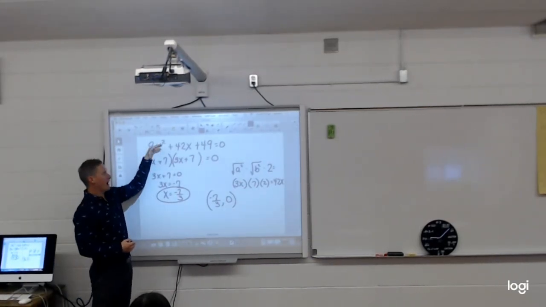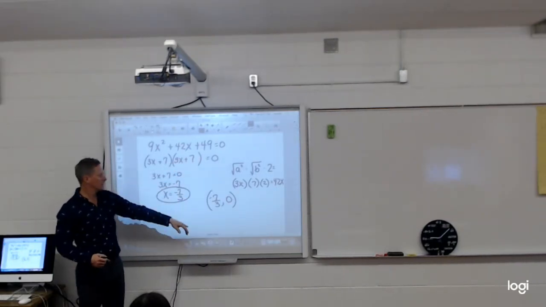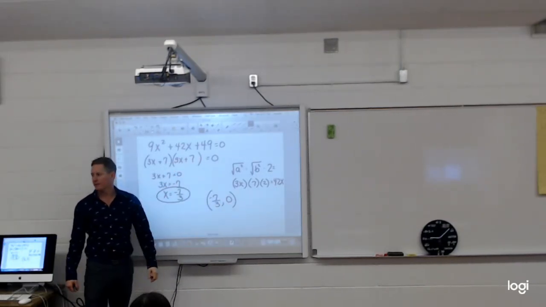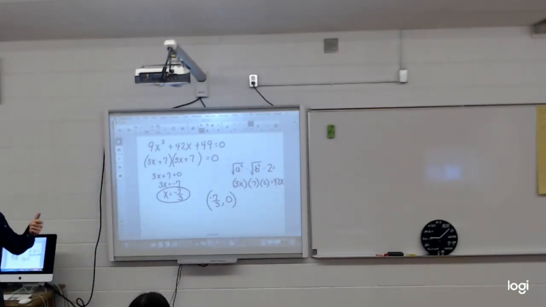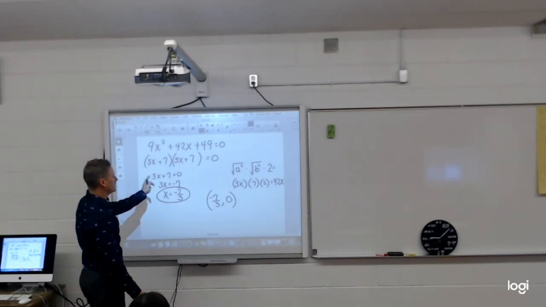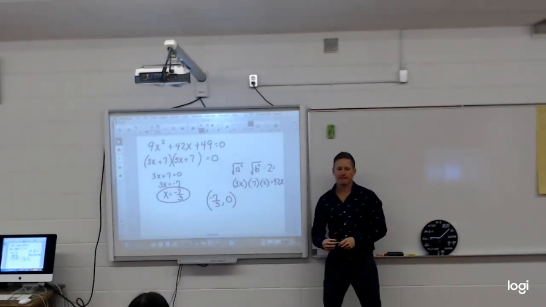So if you were to graph this equation, which you can do to check your answer, you'd see that negative 7/3 and 0 is your vertex. It's also the only root and the only solution to this quadratic. Okay, so far?